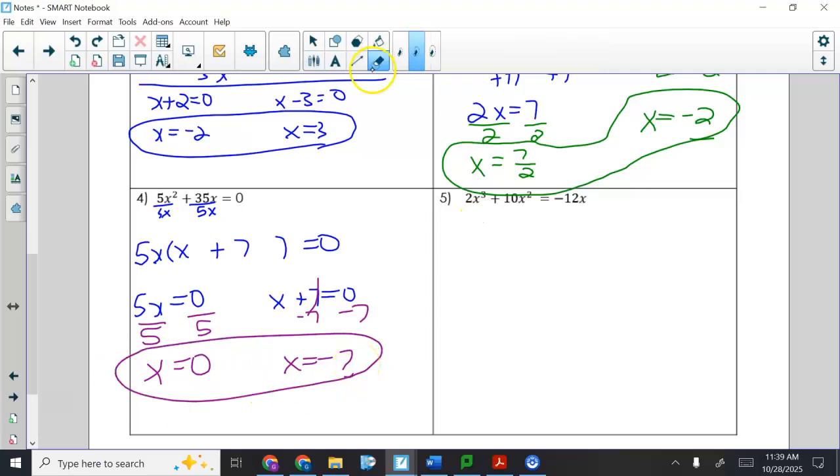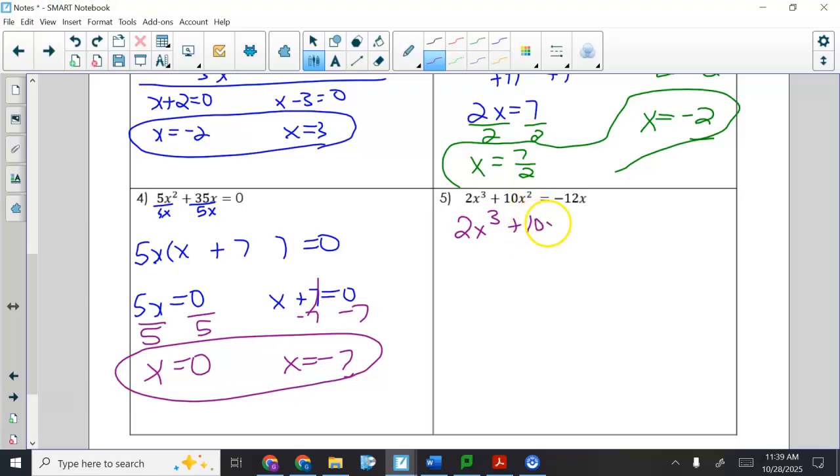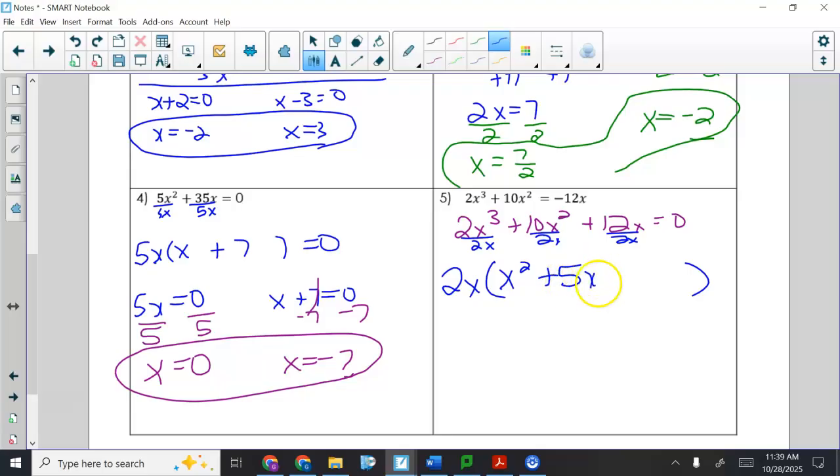All right, here we go, number 5. So again, get everything on the same side. 2x cubed plus 10x squared plus 12x equals 0. Now this one, kind of like number 4, I can take a number and a variable out of all of them. So I can take a 2x out of all of them. So to think about what do I have left, just imagine dividing each of them by 2x. So for the first one, we have x squared. Then we have plus 5x, and then plus 6.